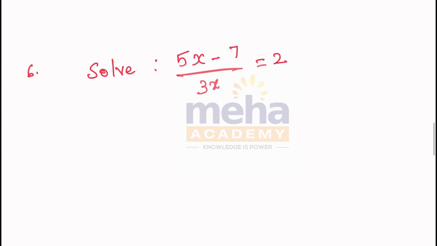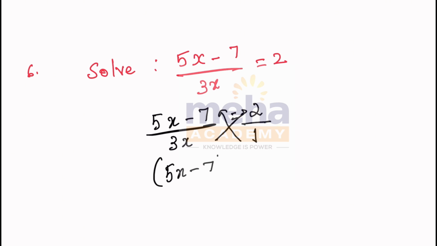Next question. So 5x minus 7 over 3x is equal to 2. The same pattern question, children, try to solve this. So pause the video and try to solve it, and I will give you the solution. So 5x minus 7 over 3x is equal to 2. I make it as a fraction. Then cross multiplication. 5x minus 7 into 1 is equal to 2 into 3x.